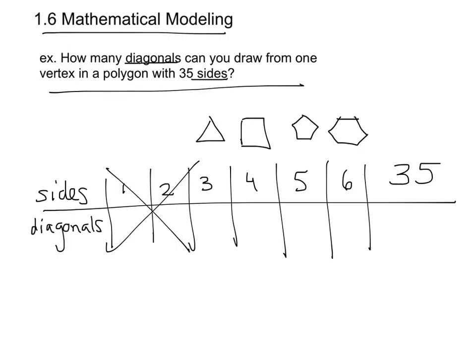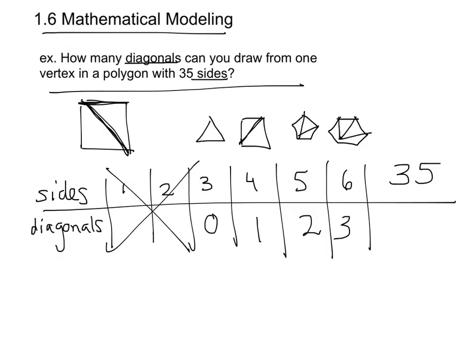Okay, so a diagonal is a line that's drawn from one vertex to another non-adjacent vertex. So this is not a diagonal, but this is. So a triangle actually has 0. Here a quadrilateral has 1 from a single vertex. A pentagon has 2, and a hexagon has 3. So it's a pretty clear pattern here that we can see.